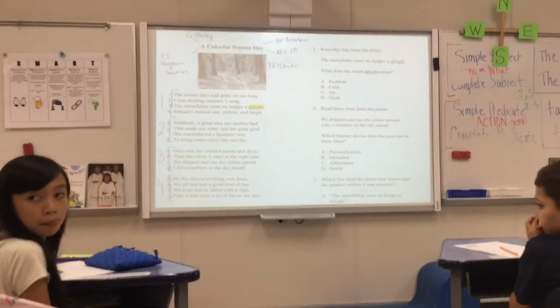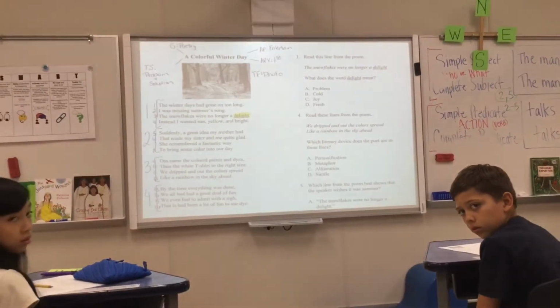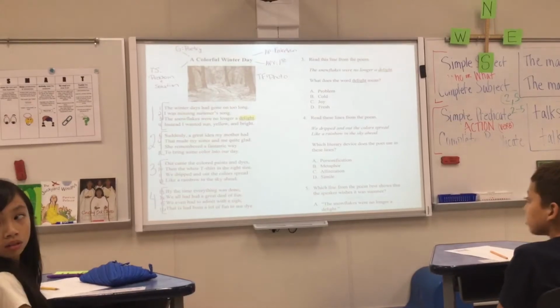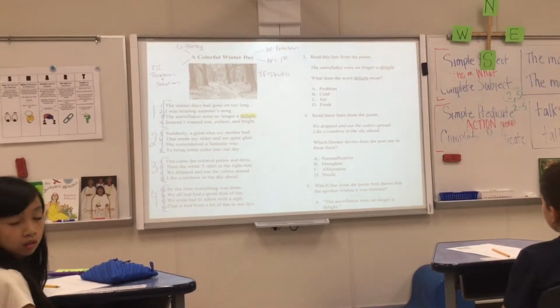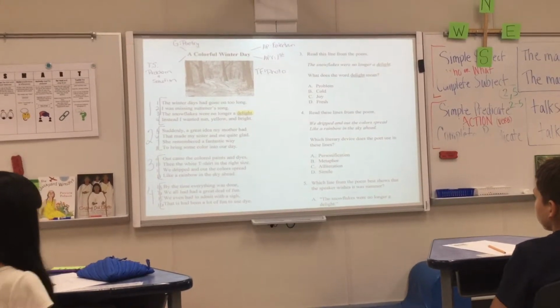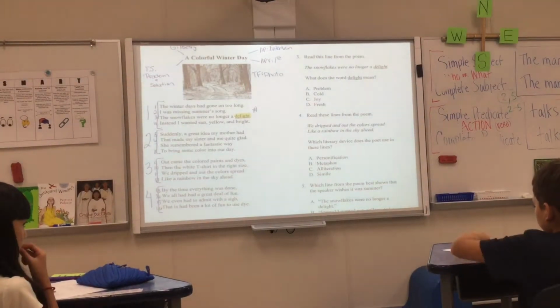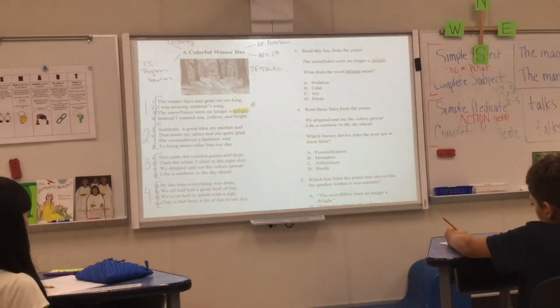Ophelia, can you please read it, please? The winter days have gone too long. I was missing summer's song. The snowflakes were no longer delight, and said I want sun yellow and bright. Okay? So what's going on? In your mind, what are you visualizing? What do you think the message of the poet is? Rita?